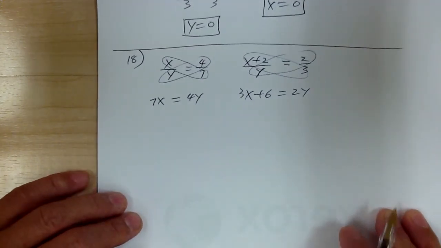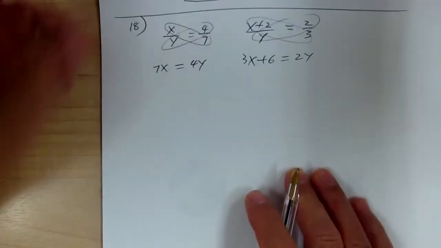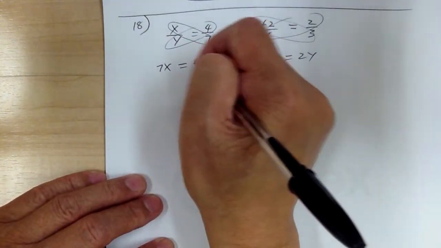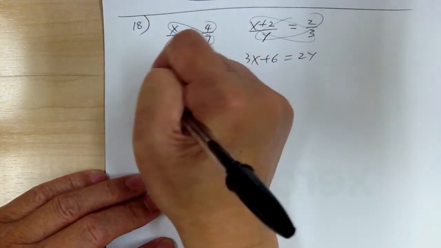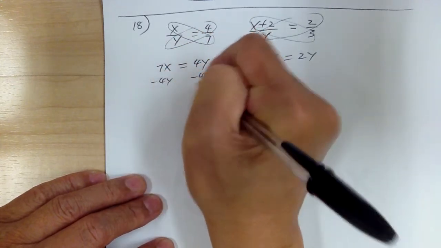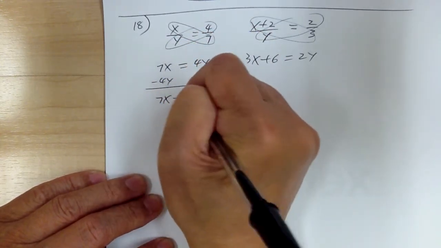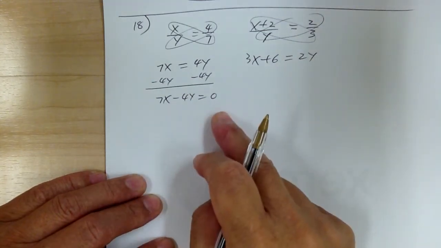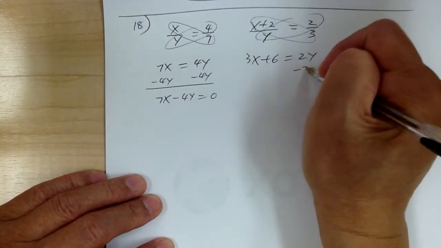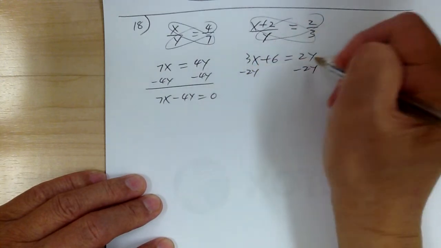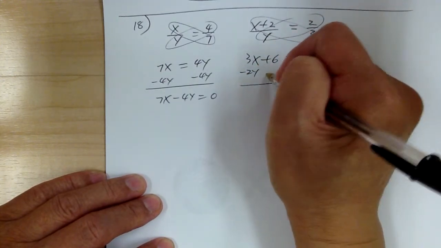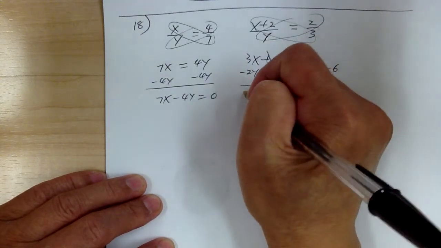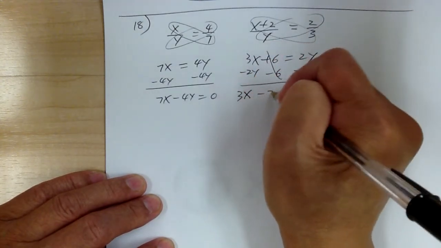Okay, and next, I'm going to just go and put everything in the correct form. So I'm going to move this over. So I'm going to minus 4y, minus 4y. So I got 7x minus 4y equal to 0. Right? You want to have x, y, then the number, right? Over here, I'm going to minus 2y, minus 2y. So this will cancel out. And I'm going to minus 6, minus 6. So this will cancel out. So I'm just putting everything in the correct order. Okay, put everything in the correct form.